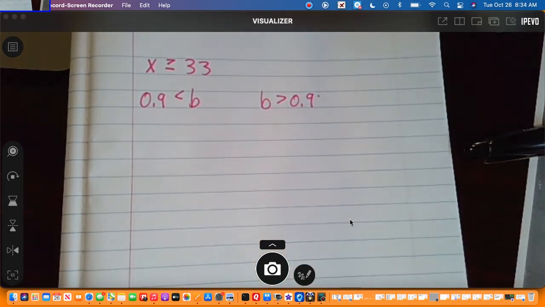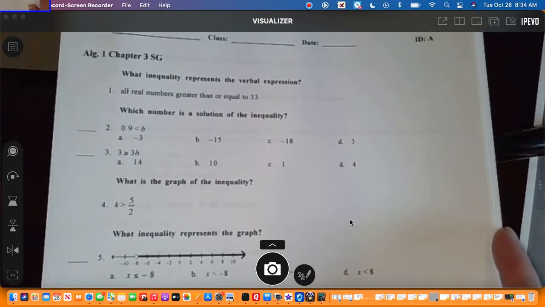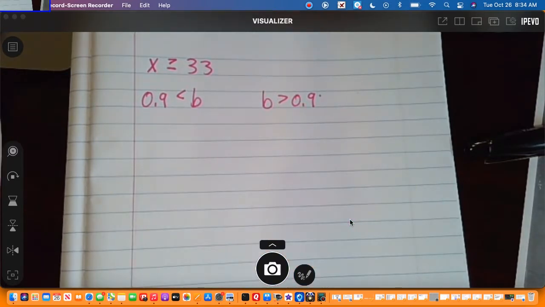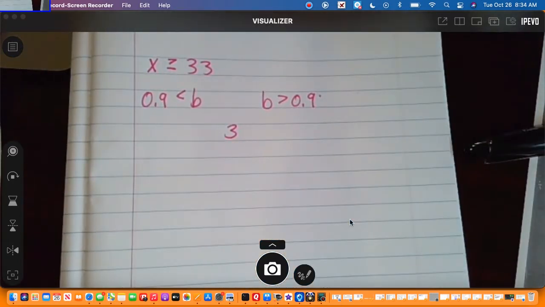So you're just going through your answer choices. And you should have it on your paper. This won't be on the video, but surely you'll be looking on your paper during the video. But on number 2, what number is greater than 0.9? It's 3. It's D. Okay? So you should have gotten the answer for 3 to be 3, D. Are we good with that?